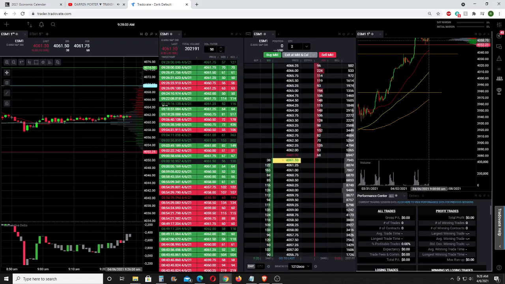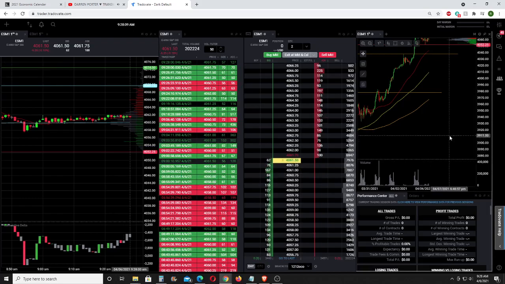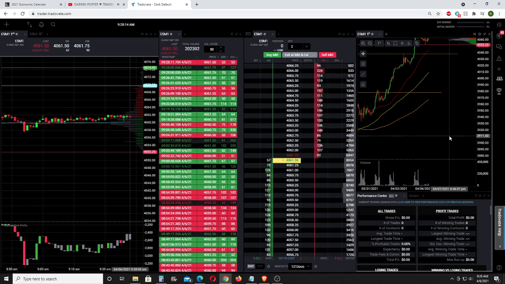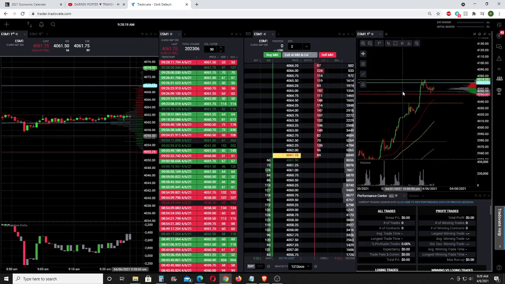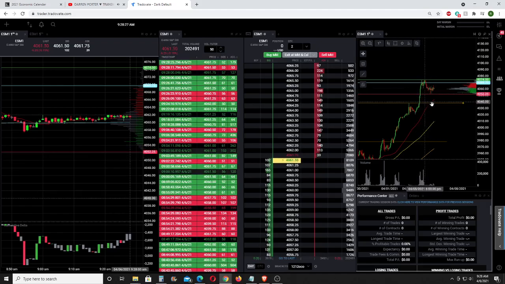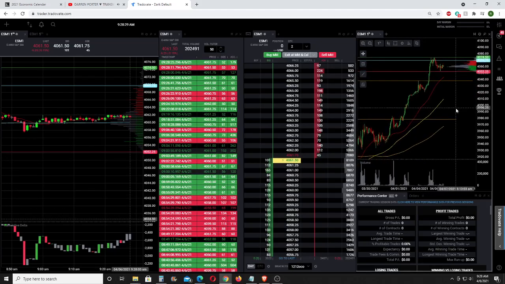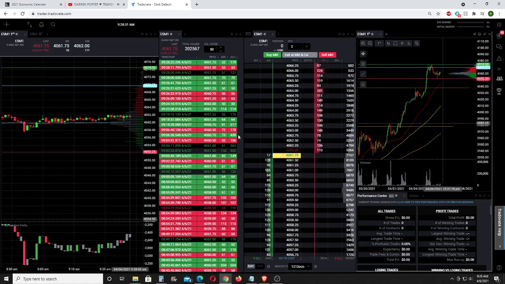All right, so we got 2 minutes left till the market opens. I don't plan on trading the first 5 to 10 minutes or so. Based on this chart, I'm leaning more towards the long side. But if it breaks certain levels, I might consider going short. But based on this chart, it's clearly long bias here.